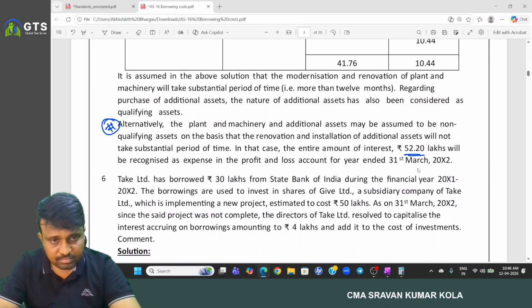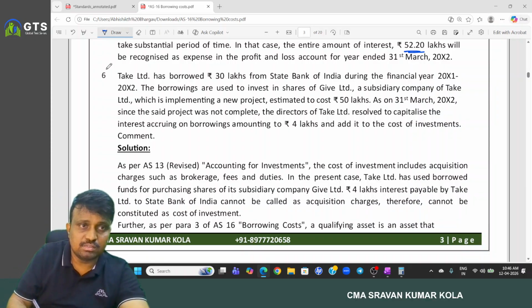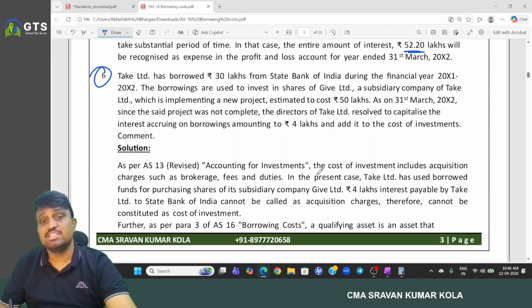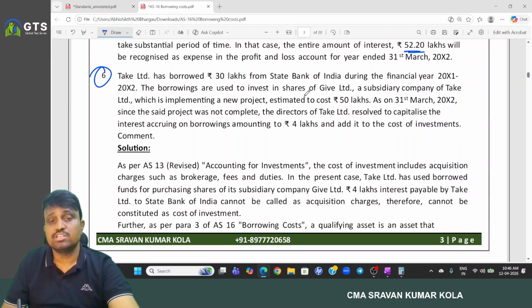Okay. And sixth one: Take Limited has borrowed 30 lakhs from SBI during the financial year X1 to X2. The borrowings are used to invest in shares of Give Limited, a subsidiary company of Take Limited, which is implementing a new project, estimated cost 50 lakh. As on 31st March, since the said project was not completed, Take Limited resolved to capitalize the interest on borrowing.